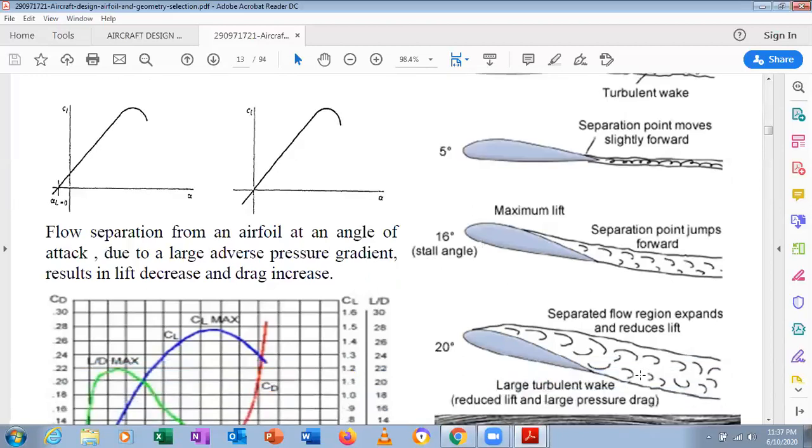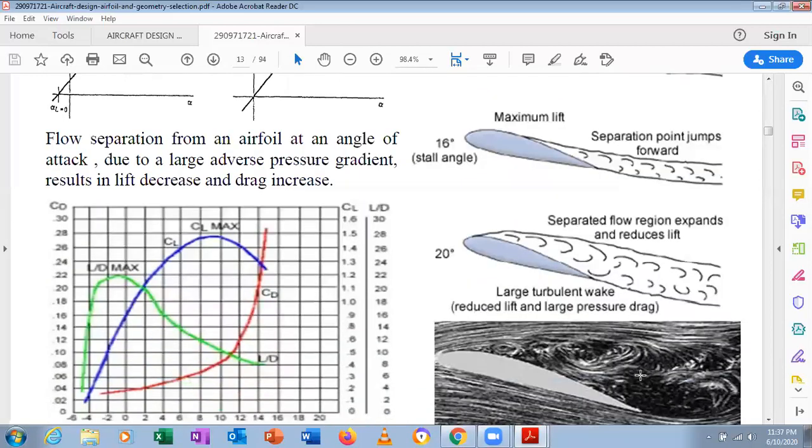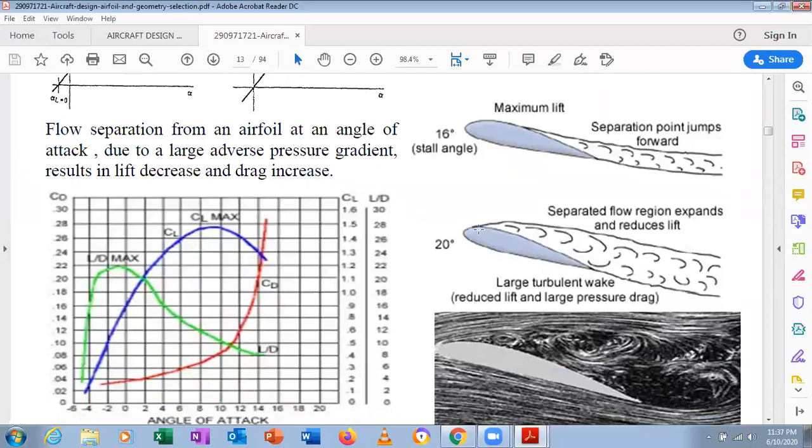That is called large turbulent wake and reduced lift and pressure drag. We can see the flow separation at a very early stage itself; that is called the separated flow region. It expands and reduces the lift. That is called turbulent wake, reduced lift, and a large pressure drag. Clear? These are all called L by D max, CL max, CD, and L by D.